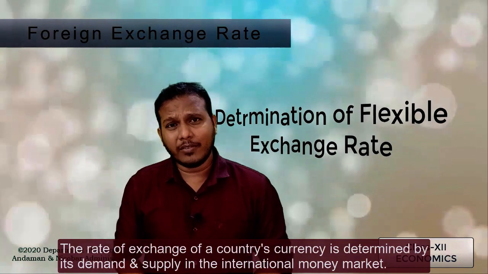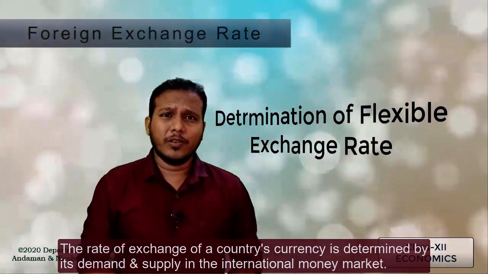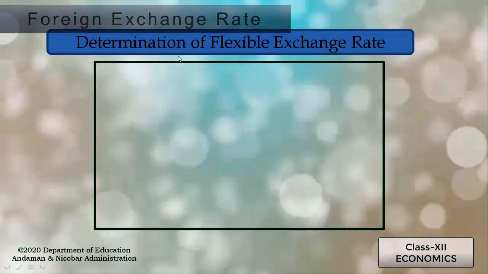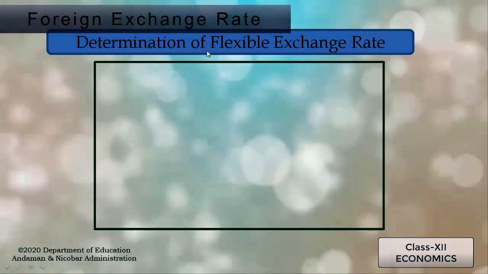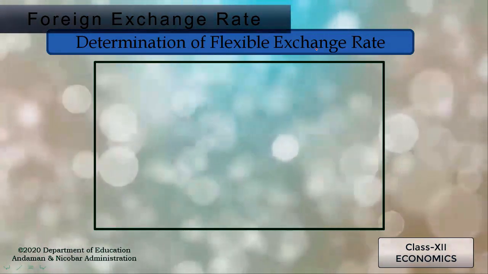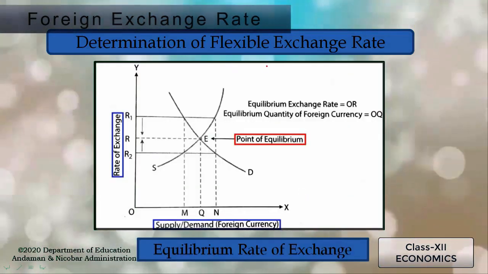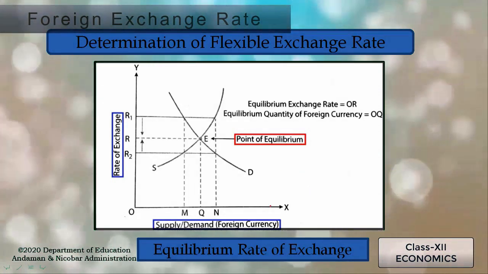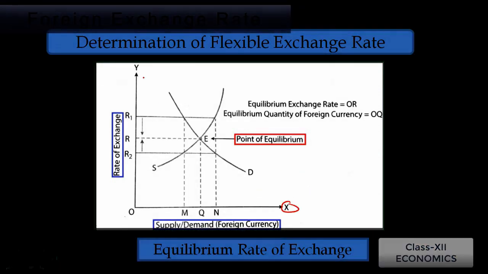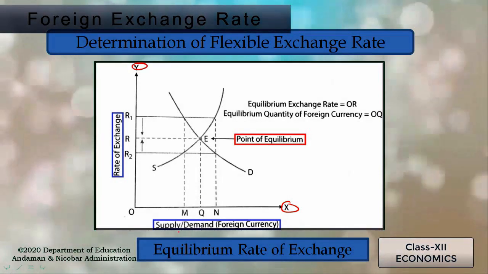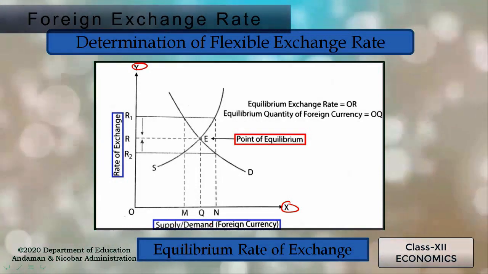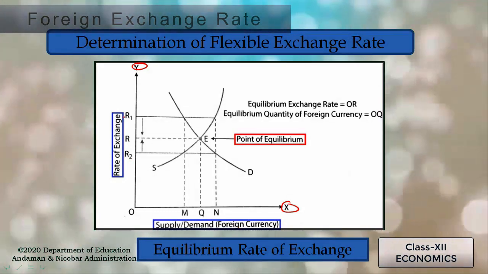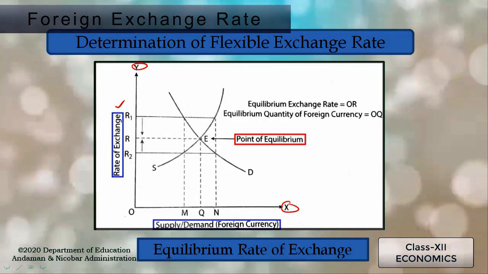So look at the diagram carefully, how the equilibrium level of exchange rate is being determined. Okay students, now here we will study the determination of flexible exchange rate through the graph. So look at the diagram carefully. In this diagram we have the x-axis and the y-axis. In the x-axis we have the value of demand and supply of foreign currency, and in the y-axis we have the rate of exchange of foreign currencies.